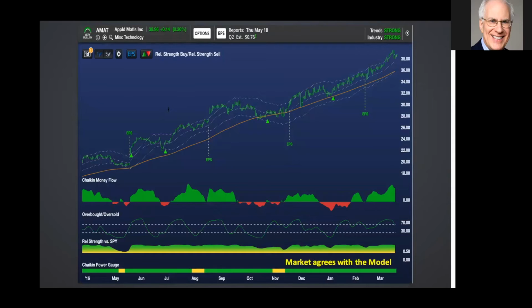So here's an example of a classic Chaikin bull. This is AMAT, a semiconductor stock. Look at the bottom of this one-year chart, and there's the Chaikin Power Gauge as a red, green, yellow ribbon, except in the case of AMAT, it's been bullish almost entirely for all of 2016 into 2017. And right above that is our unique way of looking at relative strength.